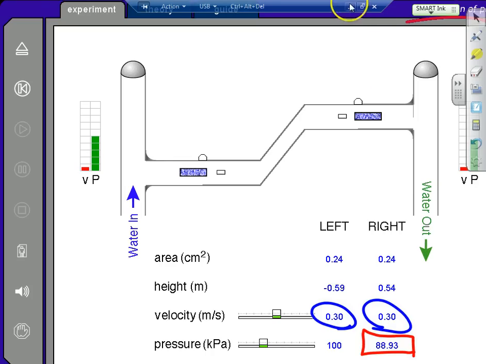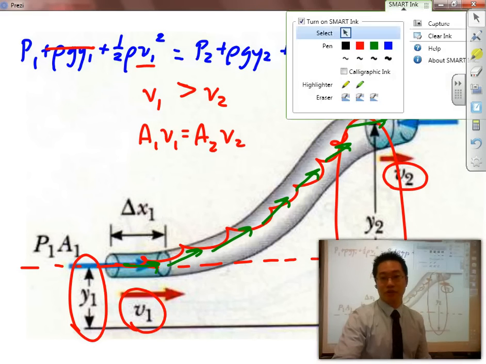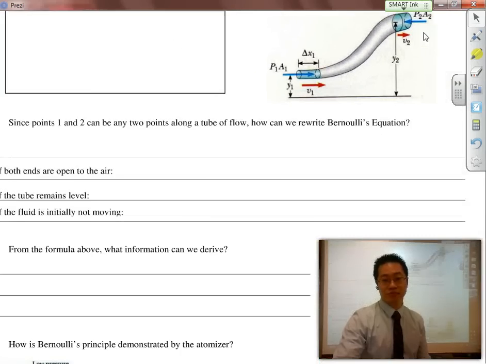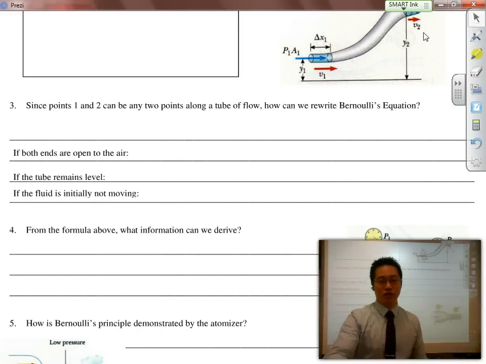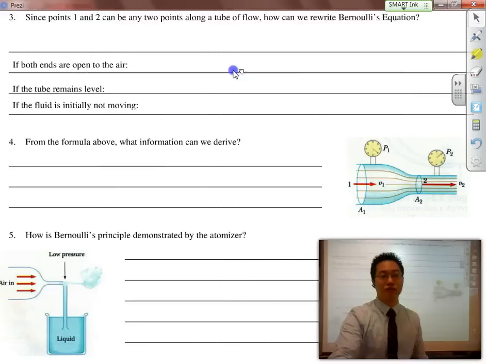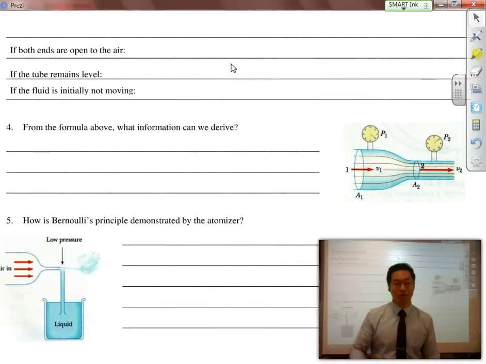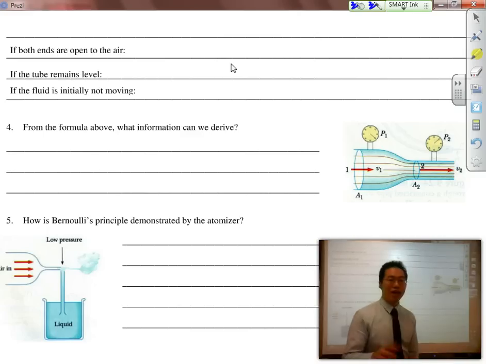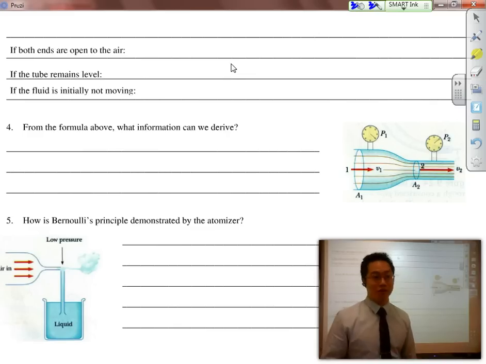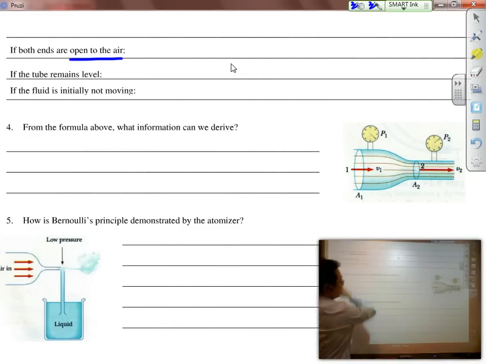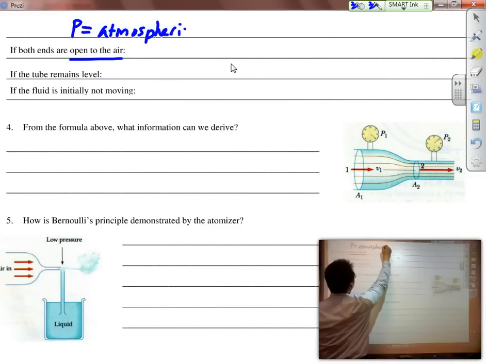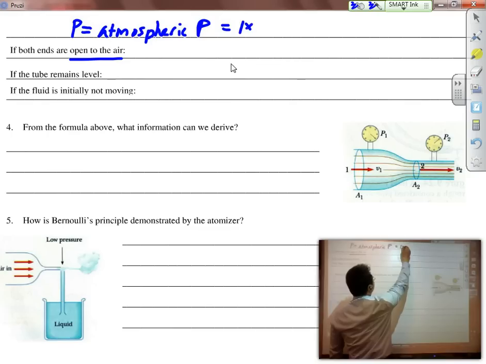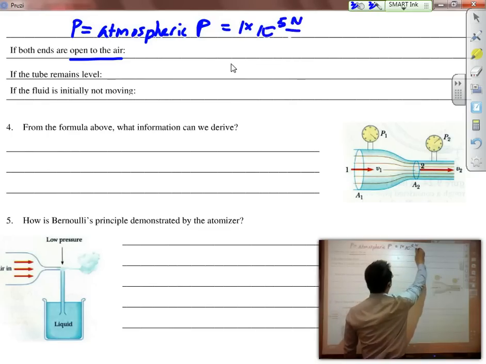Okay, so let's clear this. Now, with Bernoulli's equation, of course, since it is conservation of energy, there are a few things you have to understand that can be crossed out. If any end of the pipe is open to the air, open to the air automatically means that the pressure is going to equal atmospheric pressure, or in other words, 1 times 10 to the 5th newtons per meter squared.